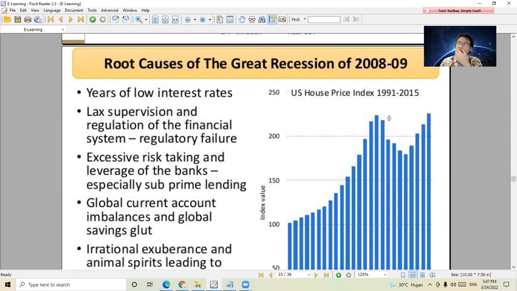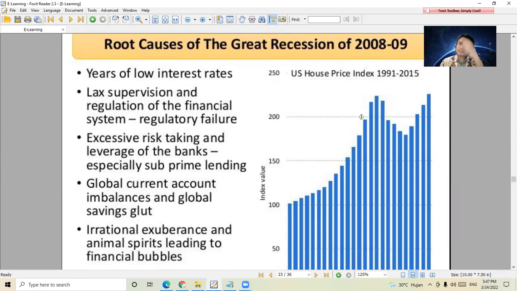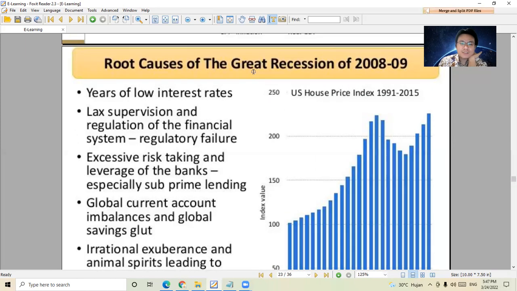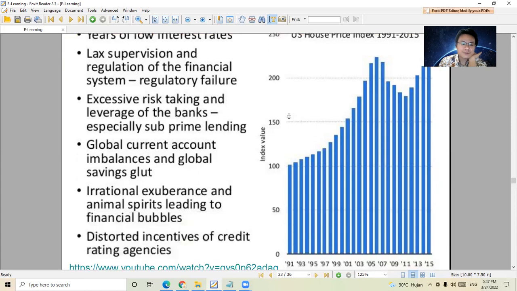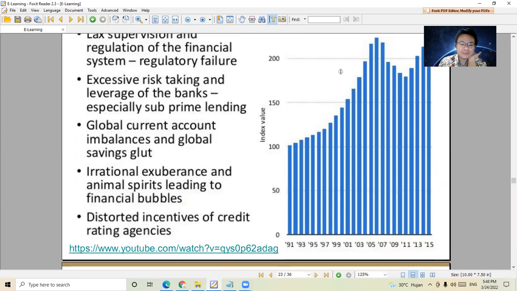Big companies, one of the big companies, also failed. It was also declared bankrupt because of this Great Recession of 2008. One of the investment banking firms.